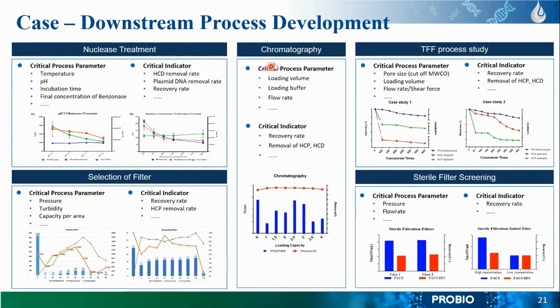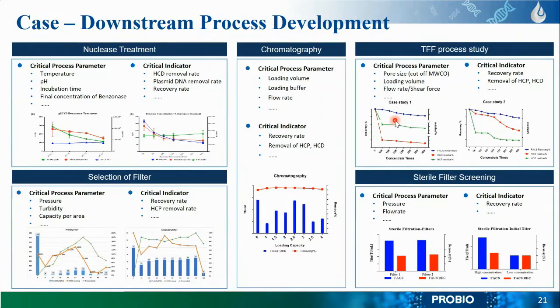And now I want to talk about the chromatography. When it comes to chromatography, the important parameters are the loading volume, like how much buffer you're going to load, what will be the flow rate, and what is the recovery rate and the removal of the impurities. And for TFDF, the most important thing is the pore size. You have to know what kDa you're going to use for different viral vectors and what shear force you're going to use, recovery rate, and the removal of HCP and HCD.